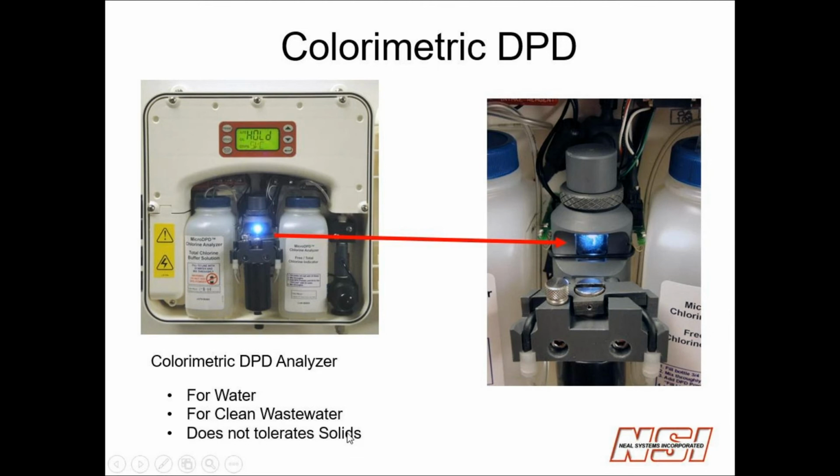It does not tolerate solids very well, because of the small orifices and tubing that are in here that can easily get fouled. That is the colorimetric DPD type chlorine analyzer. And this does require reagents. These reagents have to be refilled on a monthly basis.